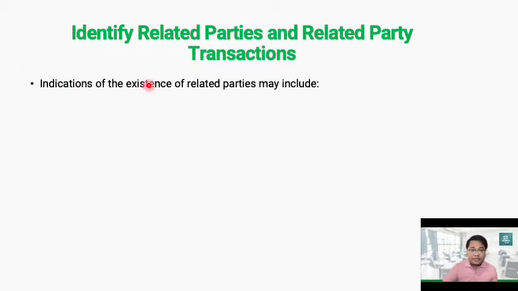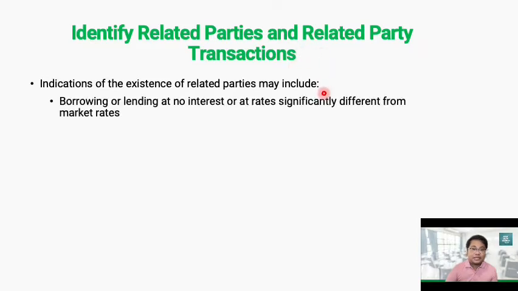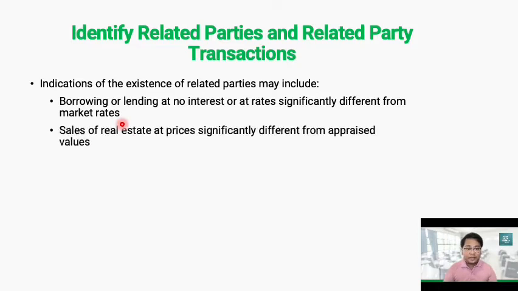So here are some indicators of the existence of related parties which could help us auditors in identifying related party transactions. So, borrowing or lending at no interest or at rates significantly different from market rates, as mentioned earlier. Many of these related party transactions are not done at arm's length. That is why sufficient disclosures are required by our standards and regulatory bodies.